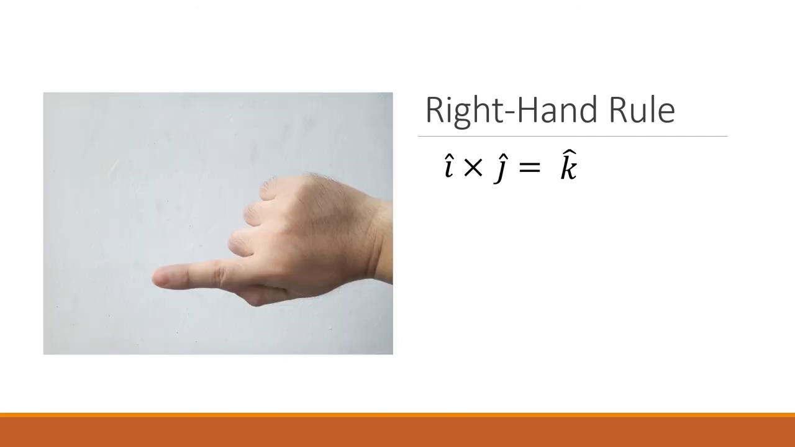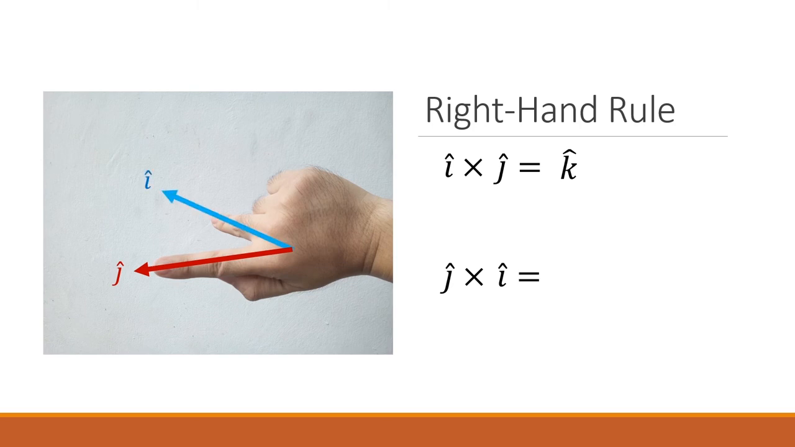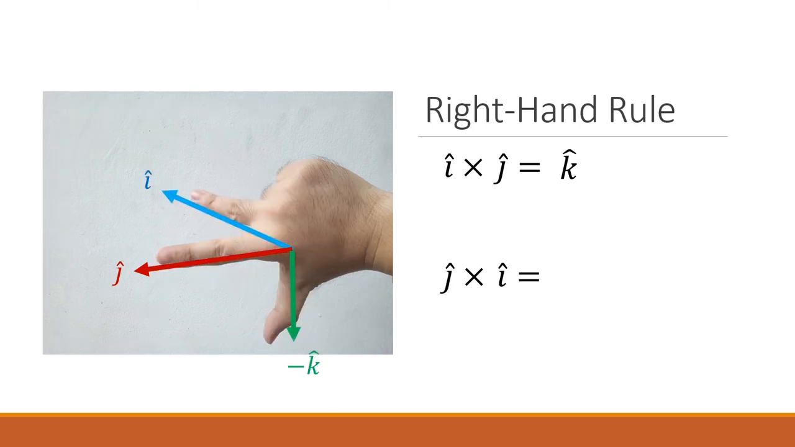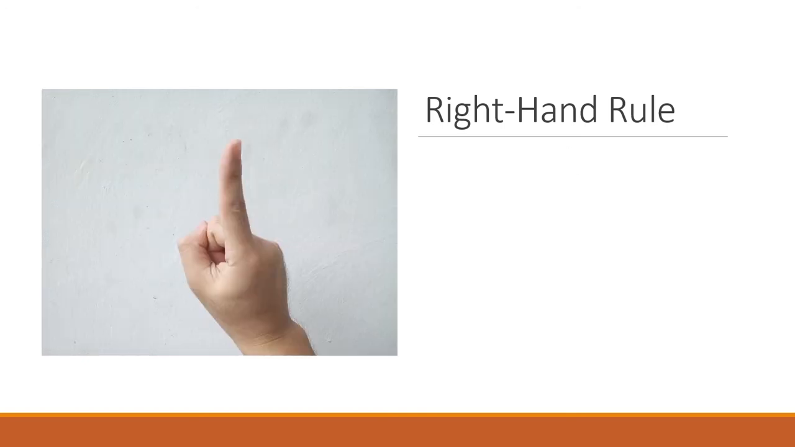Now, what if kung j naman una? Okay, doon yung index finger. Nandyan yung index finger. I move my middle finger towards I. There it is. And then I just open up my thumb. Hop. Ayun, no? Baliktad na. Baliktad na siya. Negative k hat na. Try it out for yourself. Try it out with your hand, and then you will realize. You will get it. Okay, another example.